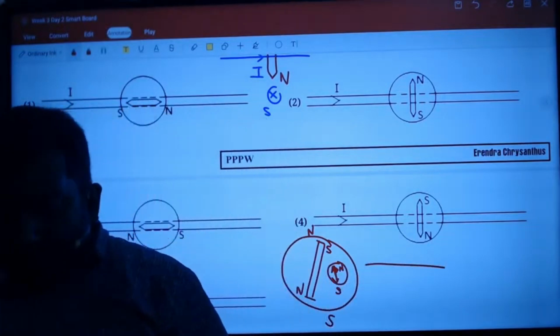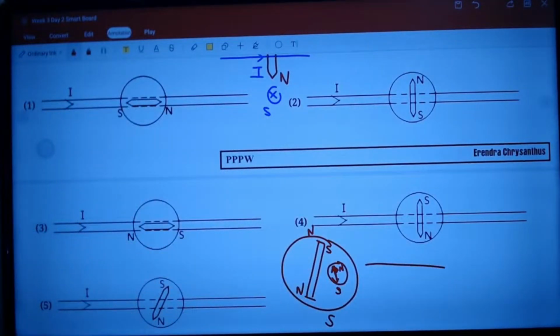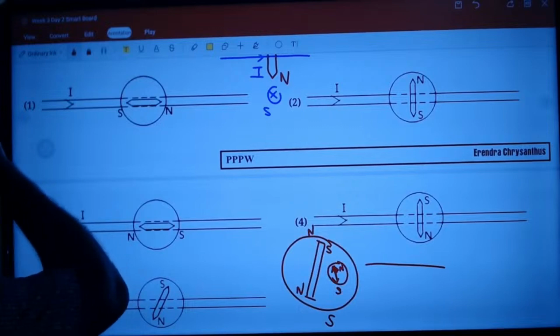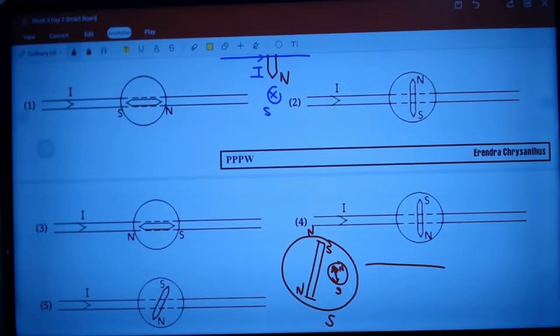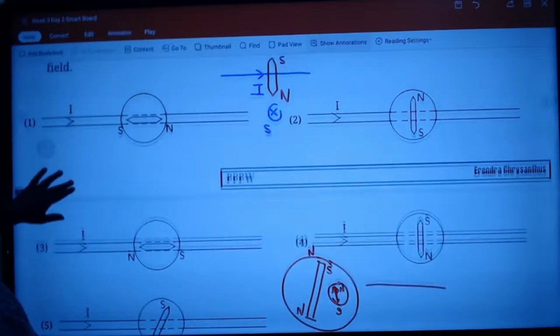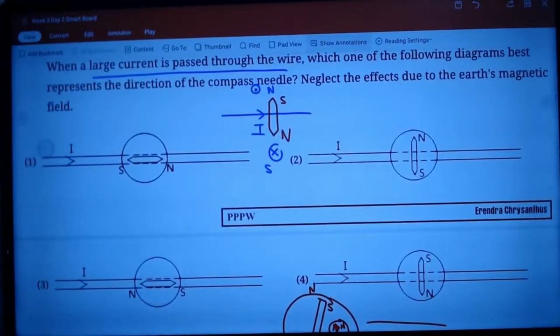That's right. In a compass, it indicates the direction of the geographic north pole. The geographic north pole is directed to the magnetic south.